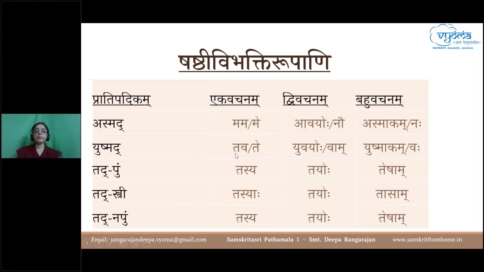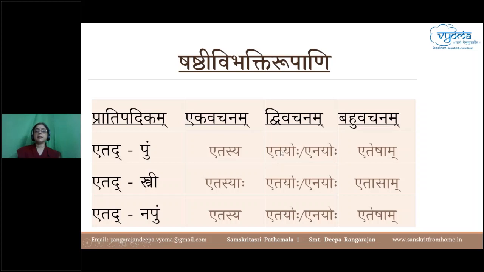I think inadvertently I said in the last class, in a homework sentence, that Tavate is Tad Shabda. It should be Yushmat Shabda. Tavate is Yushmat Shabda: Yuvayoho, Vam, Yushmakam, Vaha. Then the third shabda, Tad: Tasya, Tayoho, Tesham. Srilinga, it is Tasyaha, Tayoho, Tasam. Napumsakalinga, it is Tasya, Tayoho, Tesham again. So, Asmat shabda: mama, me, avayoho, nau, asmakam, naha. Yushmat shabda: tava, te, yuvayoho, vam, yushmakam, vaha. Tat shabda: tasya, tayoho, tesham; Srilinga: tasyaha, tayoho, tasam; Napumsakalinga: tasya, tayoho, tesham again.